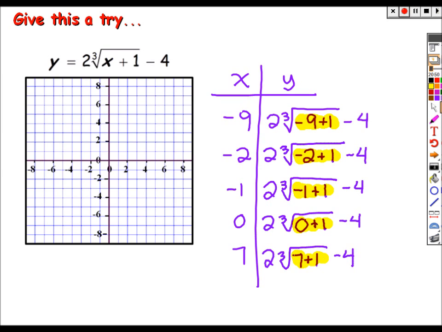So now at this point in the table, just go ahead and simplify. So this, for instance, would be 2 times the cube root of -8 minus 4. The cube root of -8 is -2. So -4 minus 4, that would give me a y value of -8. And you can proceed and simplify the rest of these perfect cubes. So I'm going to do that. If you want to give it a try, you can pause the video.